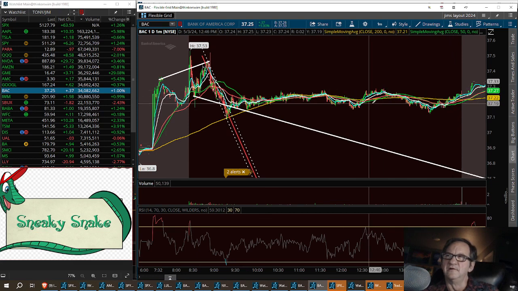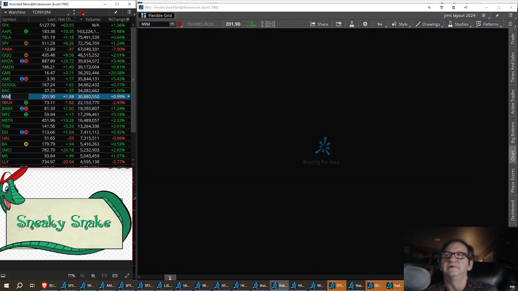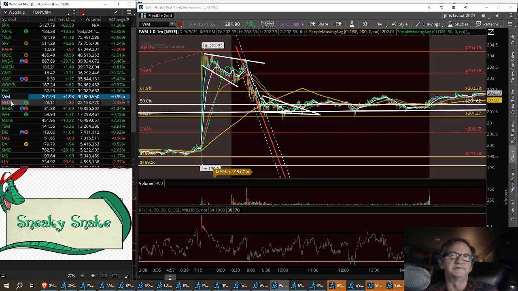Still green all day long. We touched down a few times, so, you know, it's one of them kind of trades. IWM was one of them kind of trades.